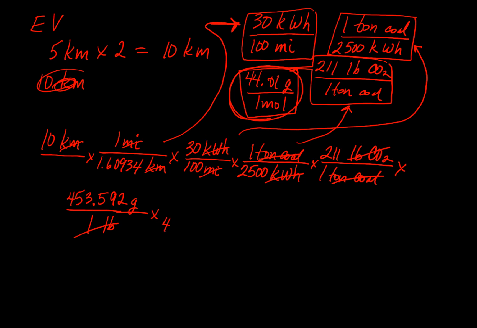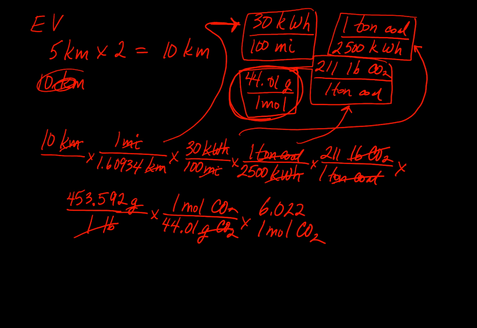Now you use the molar mass, 44.01 grams of CO2 in 1 mole of CO2, and then finally Avogadro's number. In 1 mole of CO2, you have 6.022 times 10 to the 23rd molecules of CO2. So moles of CO2 will cancel, and then the answer you get is 9.765 times 10 to the 23 molecules.